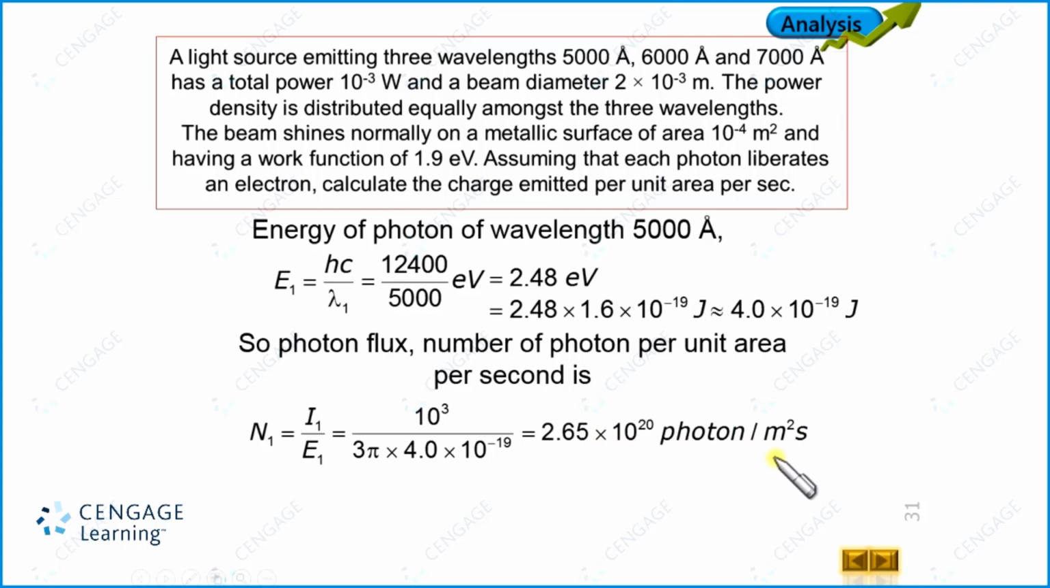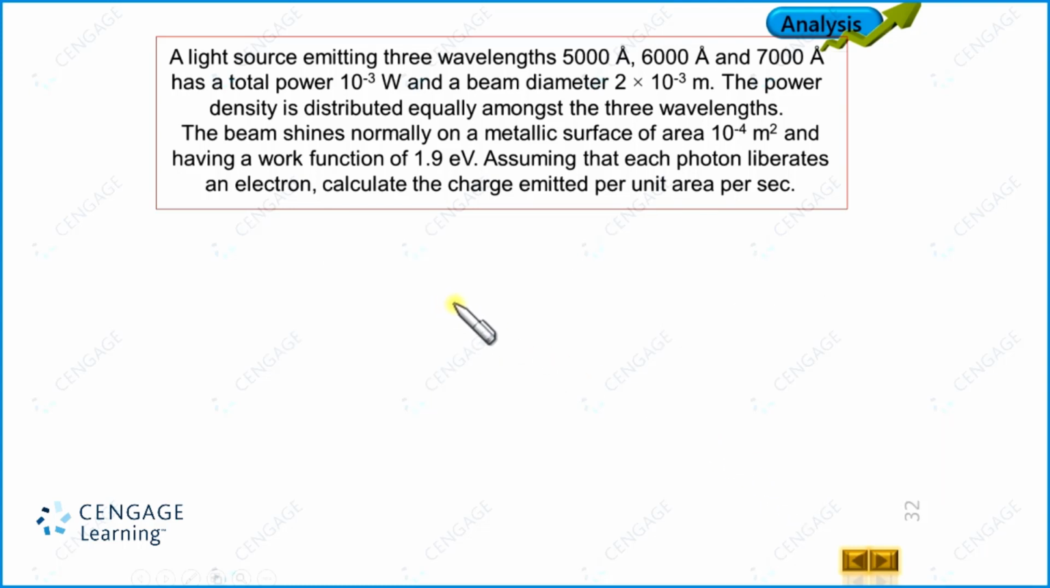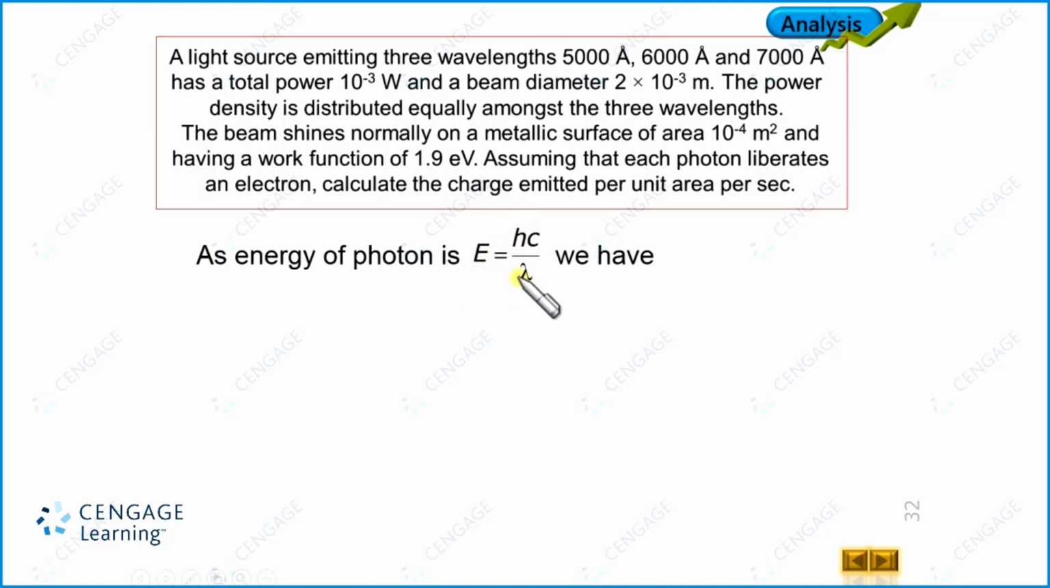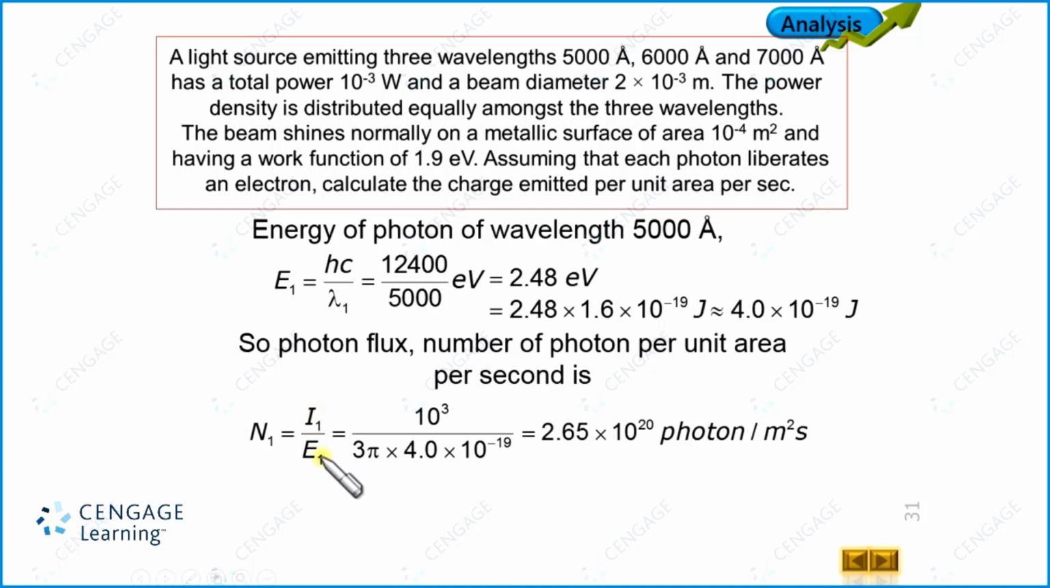Now we know the energy of the photon is hc divided by lambda. hc is a constant term, so energy is inversely proportional to lambda. We can write E1 by E2 equal to lambda 2 divided by lambda 1. Now, because we have calculated the photon flux for lambda 1, we can indirectly calculate the photon flux for lambda 2. Let us write N2 equal to I2 divided by E2.